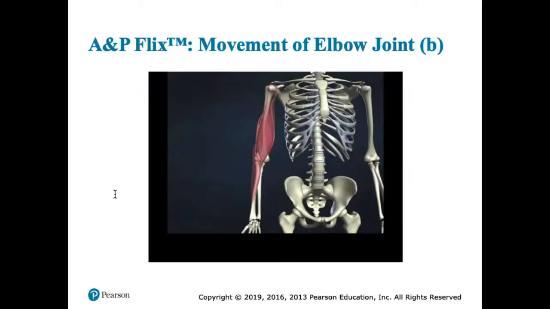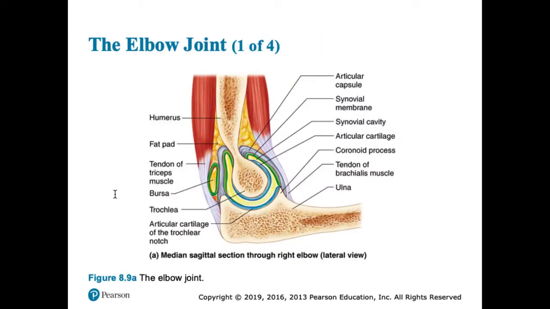Again, open your PowerPoints that are provided for you so that you can see this video of how that movement occurs. So this is the elbow joint. Again, this is the humerus here, but you can see the trochlea, the bursa again here, and of course you can see the tendons that are there, some fat pads that are associated with that as you look through, and then the ulna and of course the humerus.